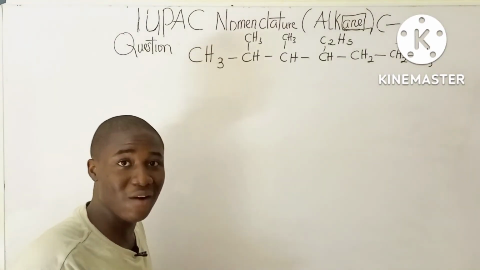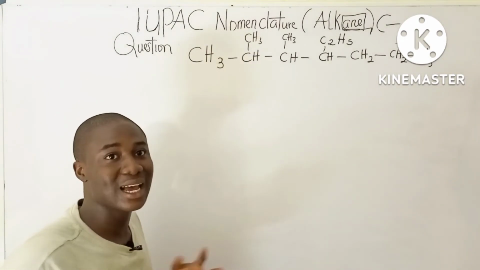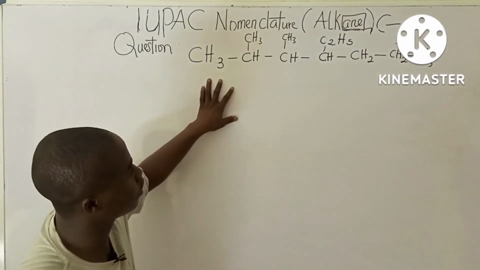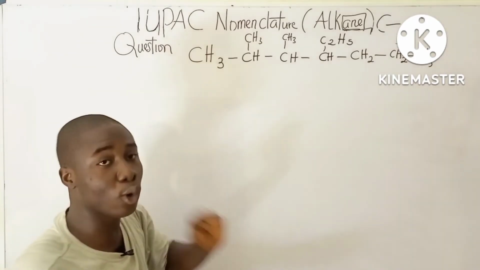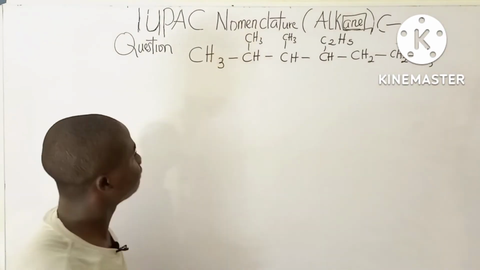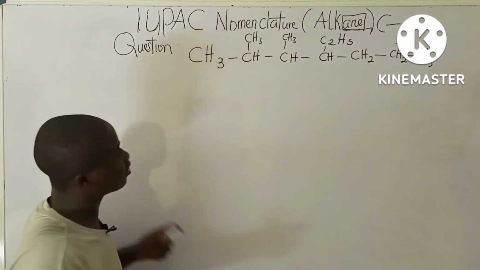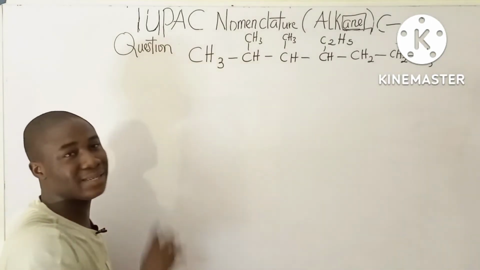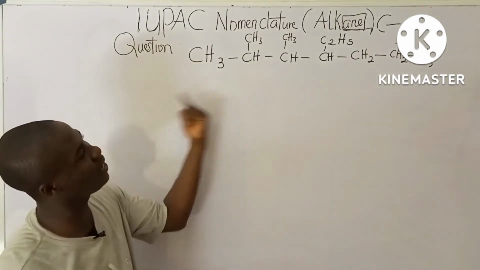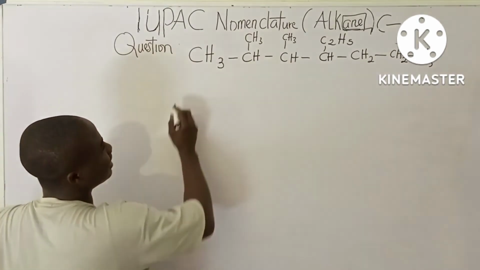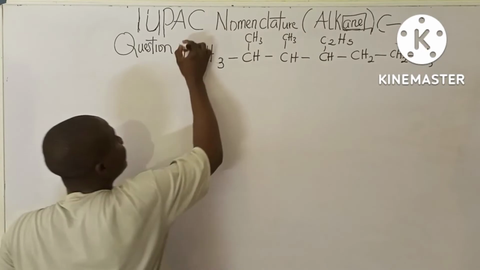Now, let's quickly move over to the last practice question. Now, you can see this question. This particular compound is an alkane because it contains single bonds. Now, let us try and identify the longest continuous chain. And by the look of things, it will be in the horizontal direction. Now, let's check. So, it's basically this.